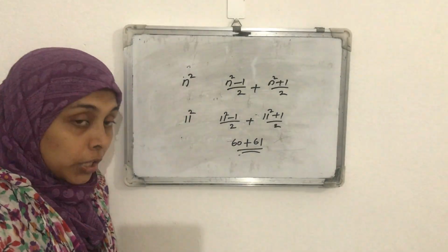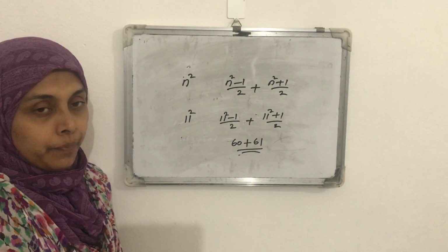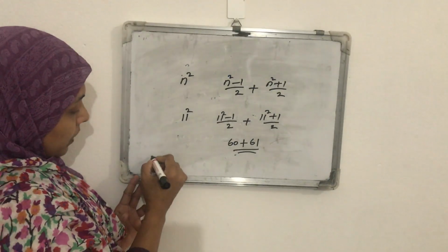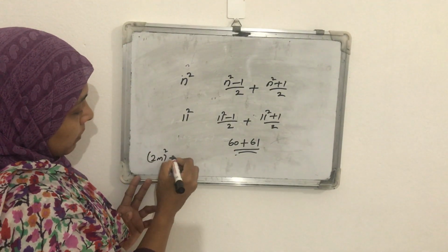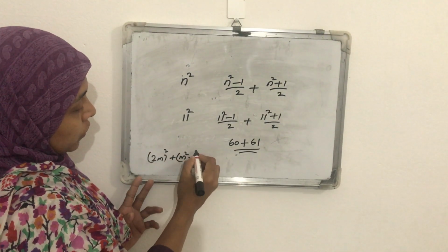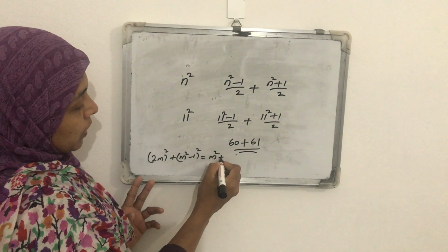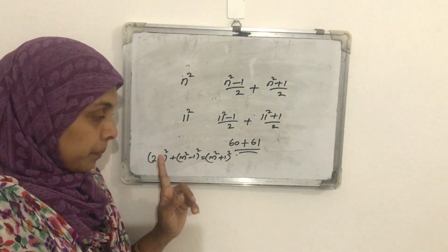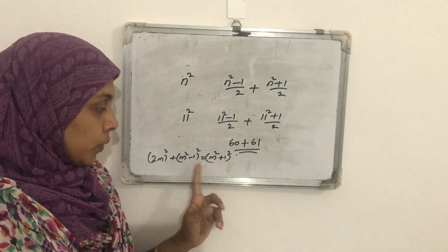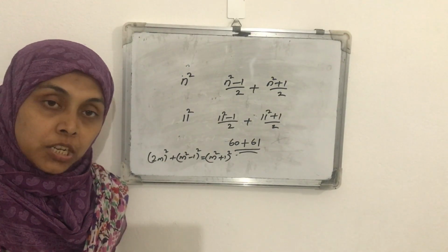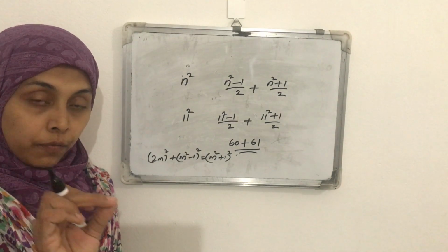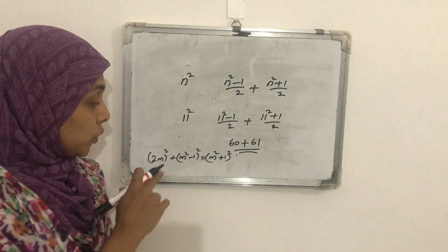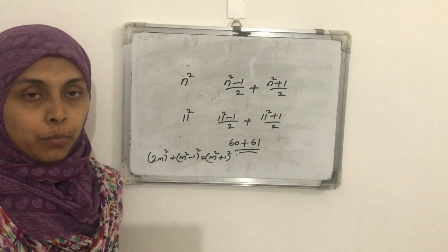Next property, Pythagorean triplet. That is very important. For any natural number m greater than 1, 2m whole square plus m square minus 1 whole square will be equal to m square plus 1 whole square. These three numbers, 2m, m square minus 1, and m square plus 1, are called a Pythagorean triplet. So, if we are given one member of that triplet, we can find the other two members using this equation. That's also very important.